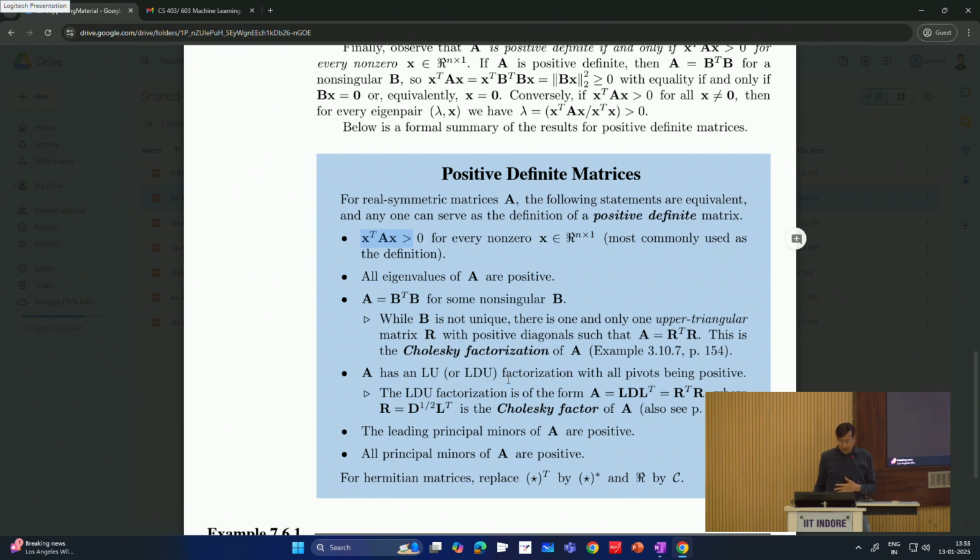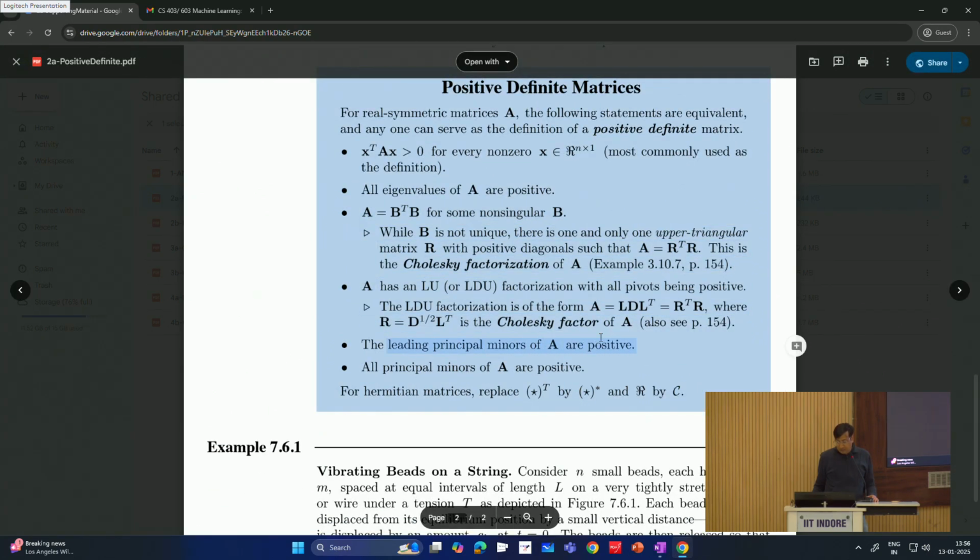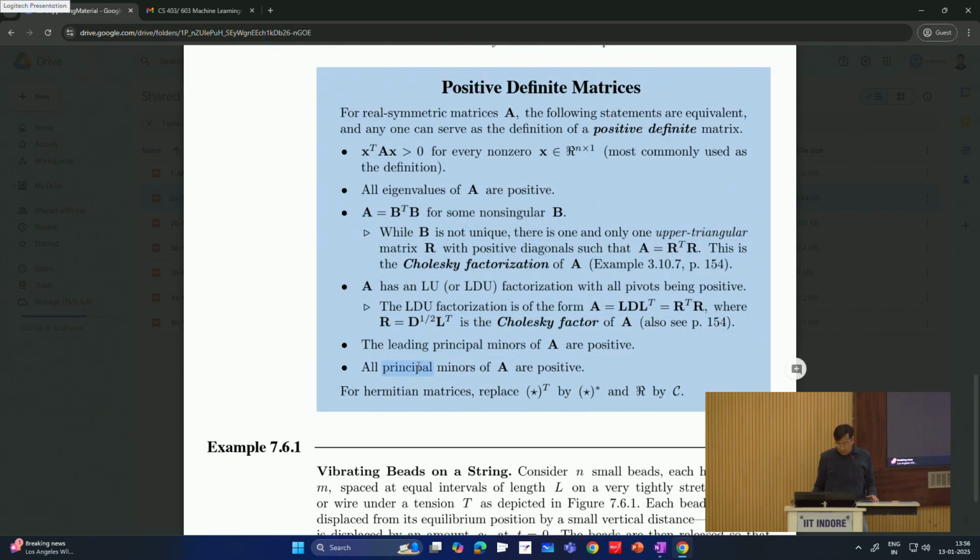The very first thing is that the eigenvalues are positive. In case you have forgotten what an eigenvalue is, go back to your linear algebra and revise it. We'll leave this Cholesky factorization because then I'll have to go into details. The leading principal minors are positive. All principal minors are positive. So those are characterizations, different ways of defining it.